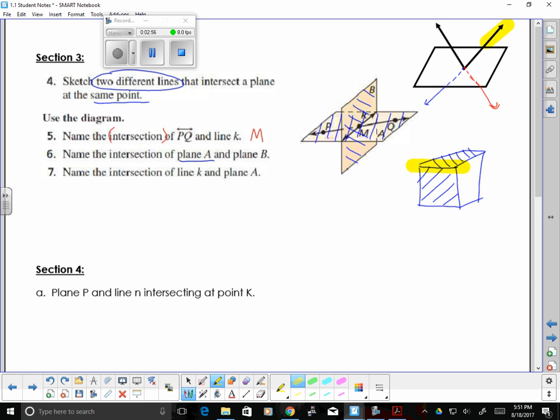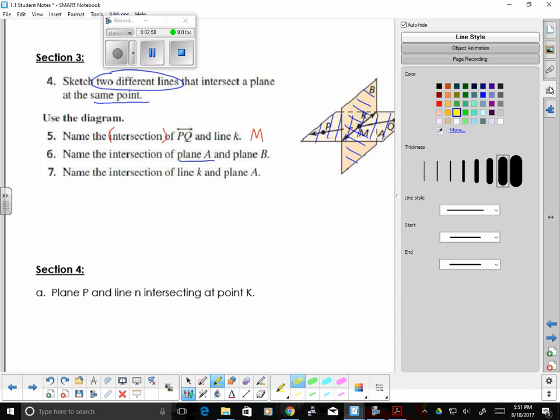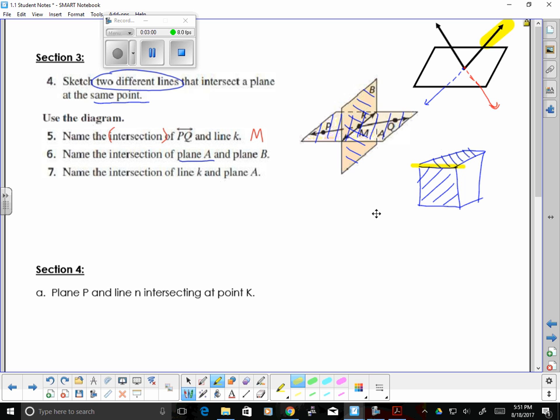And so when you're talking about where two planes meet, you're really talking about a line. So notice that out of those two planes, they meet right along there. So that would be line K.